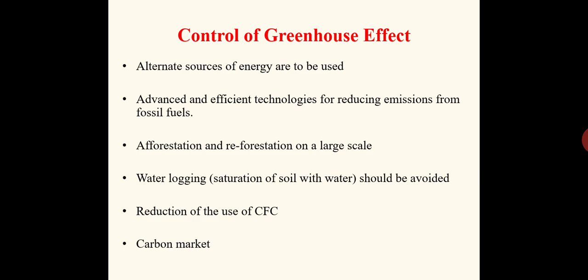Reduction of the use of CFC. Reduction of CFC means chlorofluorocarbon. So the products which are producing this, many of the refrigerants we use in AC and fridges are actually chlorofluorocarbon. Once it is released in the atmosphere, it will add to the carbon content in the atmosphere, as well as it is the main source of ozone depletion. Okay, so reduction of the use of the CFC. If we can reduce the use of CFC, then we can reduce the greenhouse effect.